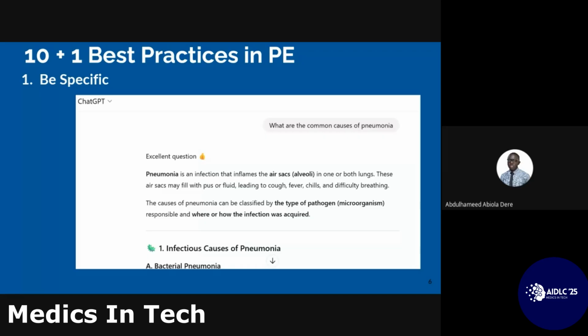Now he understands that I'm not just talking about respiratory diseases alone, but I'm talking about pneumonia specifically. And when you see the response, you will see that it is directed towards pneumonia, telling me that pneumonia is this, and it begins to tell me the infectious causes of pneumonia. So an individual who has said, tell me about respiratory diseases, and another person who has said, what are the common causes of pneumonia? You will already understand that specificity enables us to get a better output when it comes to large language models. So that's the first and most important best practice.